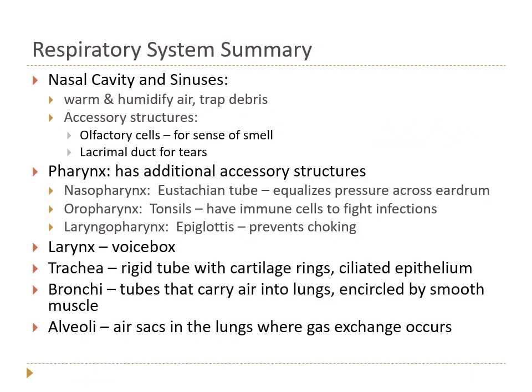So in summary, we've talked about the nasal cavity and sinuses, which work together to warm and humidify the air and trap debris. And then we talked about the olfactory cells because they're kind of fun, and the lacrimal duct that drains the tears from your eyes. The pharynx is divided into 3 regions: nasopharynx, oropharynx, and laryngopharynx, and each has some cool little features, right? So the Eustachian tube, the tonsils, and the epiglottis. We talked about your larynx, or your voice box, with those vocal folds or vocal cords. Those two terms are used interchangeably.